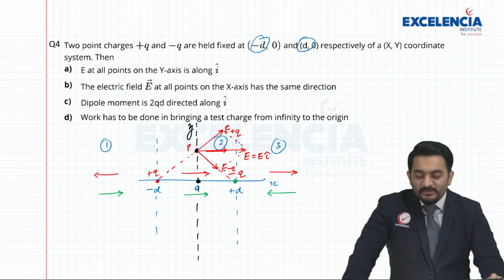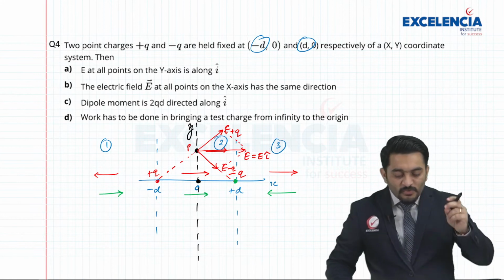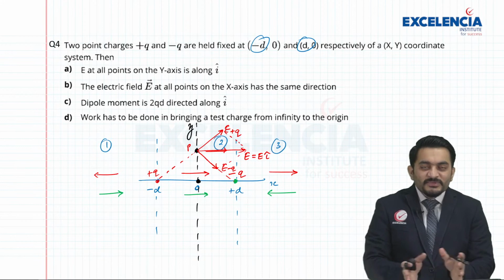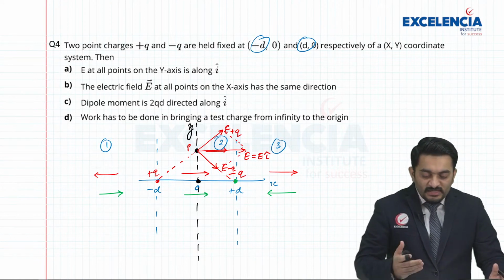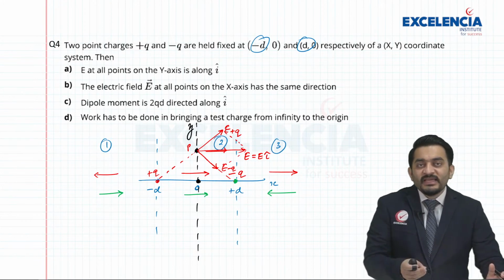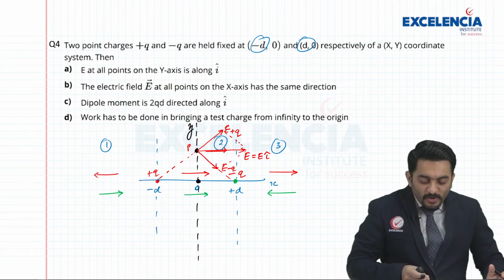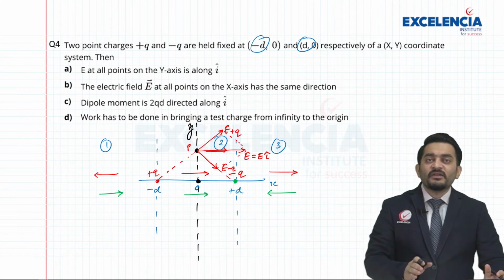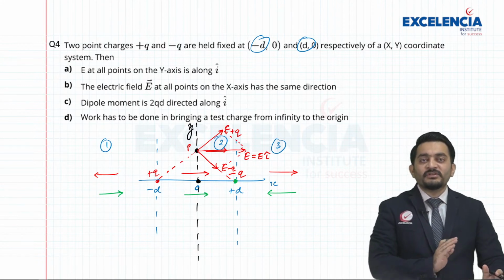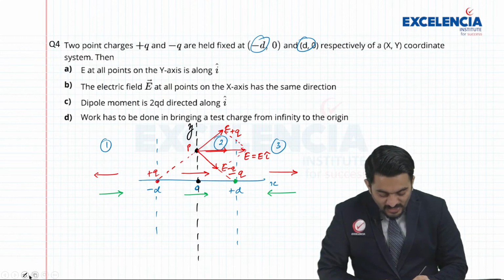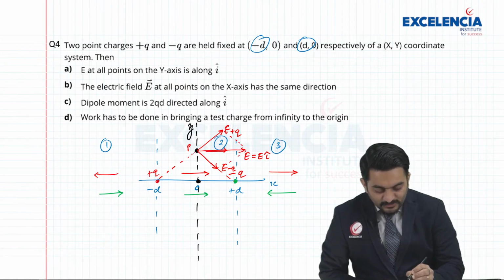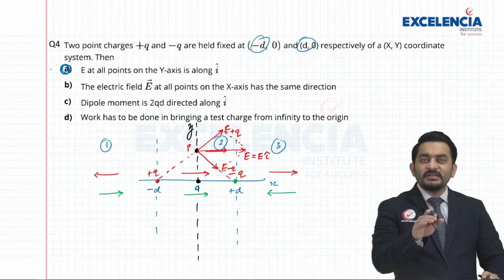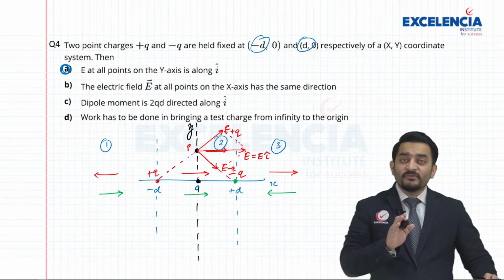What you need to understand is that option A, which says E at all points on the y-axis is along i cap, looks absolutely correct to me, because even if I try any point on the y-axis, I can see that the electric field is along the positive x-axis. So I will mark this option, which is absolutely correct to me, but we will also see whether the other 3 options are correct or not.